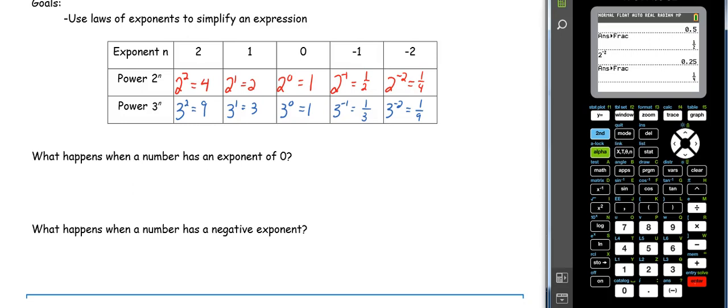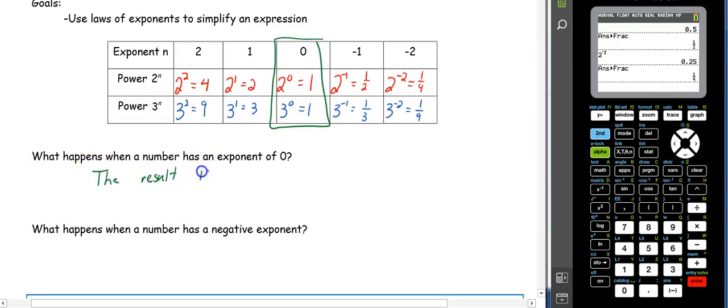So what happens when a number has an exponent of 0? Notice that we have 2 examples of an exponent of 0. We have 2 to the 0 power and 3 to the 0 power. Both answers result in 1. So when we have a number to the 0 exponent, the result is 1. Anything to the 0 power is going to be 1, and there are special cases that we'll talk about in a couple of seconds.